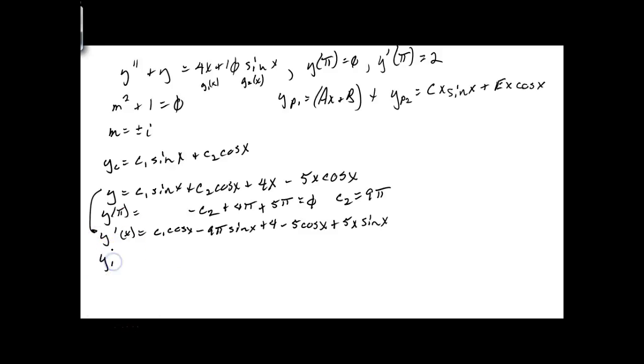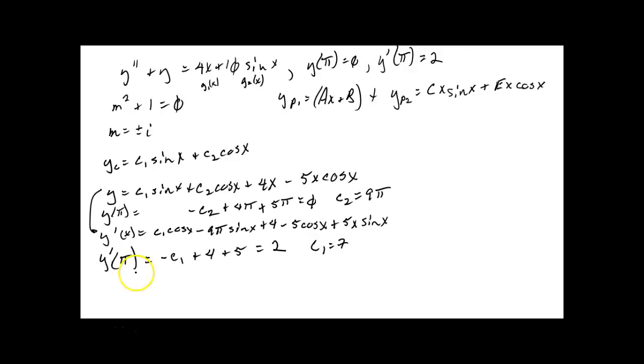So now let's do y prime of pi, our second condition. And that's equal to what? What's cosine of pi? So that's a -1, so that's negative C1. Sine of pi? 0, so that goes away. Plus 4. What's next? Plus 5. Next? 0. And this is equal to 2. So that means, I think, C1 is equal to 7. Is that right? All right.